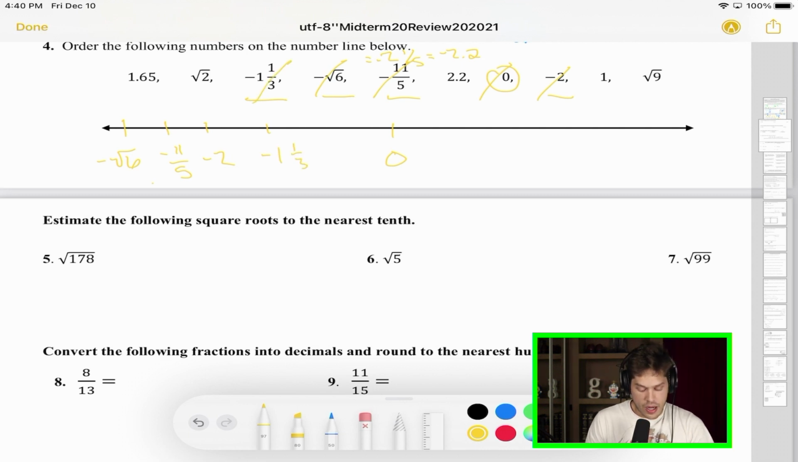Okay, now on to the positives. Well, our largest one, it's pretty apparent. You should see square root of 9 and know that that's 3, and we don't see anything that's greater than 3 here. Then we have a 2.2. 2.2 is next. Square root of 2 and 1.65 are our close ones. These are what we have to think about. And then lastly, we have 1. So we'll just put down 1, and then square root of 2 and 1.65.